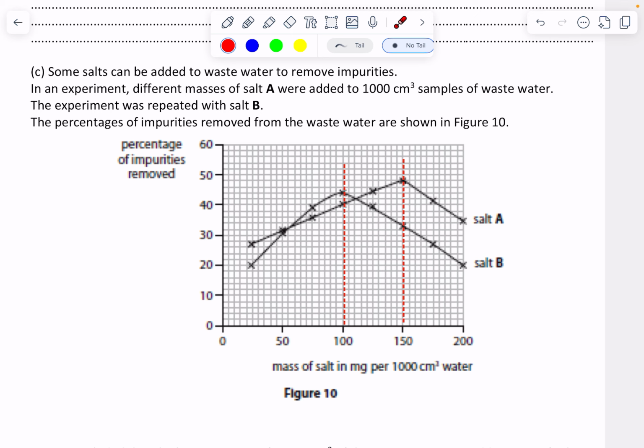And we can see if we look at salt A, salt A is this line here. So salt A is increasing in terms of the amount of salt added. The amount of impurities being removed is increasing until we get to this point. And that point is at 150 milligrams of salt. And that's our maximum amount of impurities being removed. And we can do the same for B. B's got this increase here. And then you've got a peak here at 100. And then it starts to decrease again.